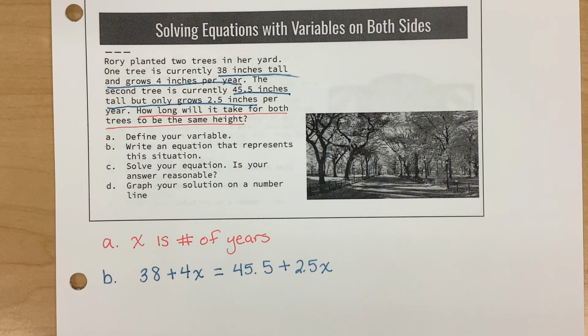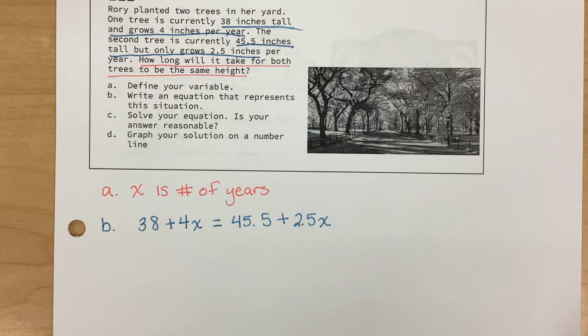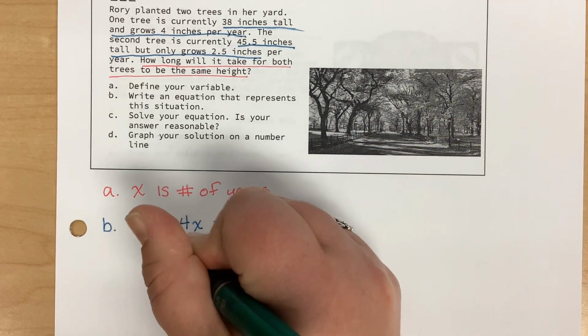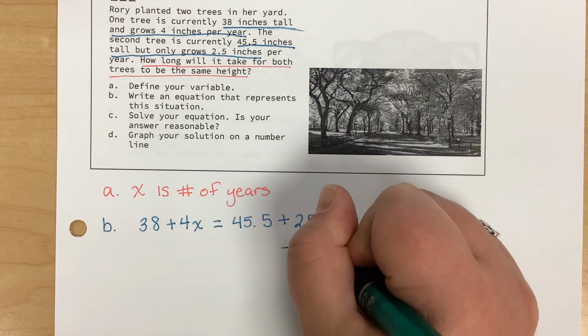All right, part C wants us to solve it. So when you have variables on both sides, your goal is to get the variables on one side of the equal sign and your constants on the other. It doesn't matter which way you do it, as long as all variables are on one side, constants are on the other. I personally like to have my variables on the left, so I'm going to take this 2.5x and I am going to subtract it over to the other side of my equal sign.